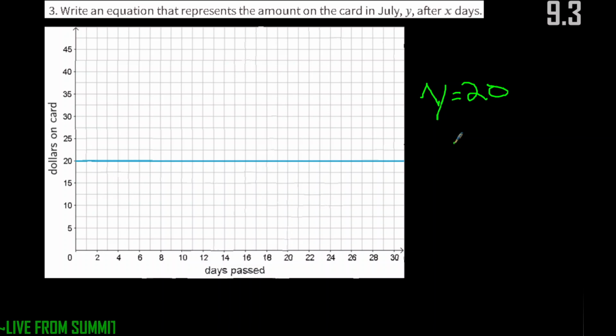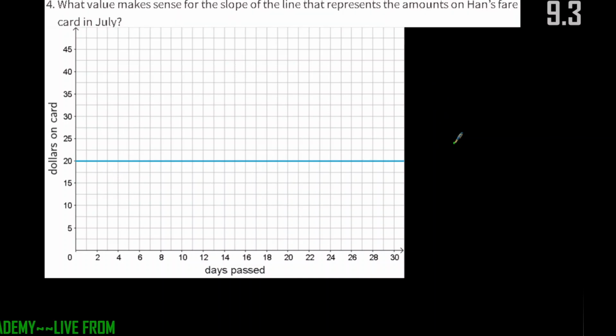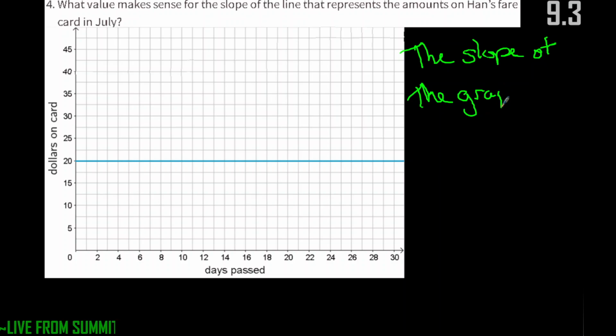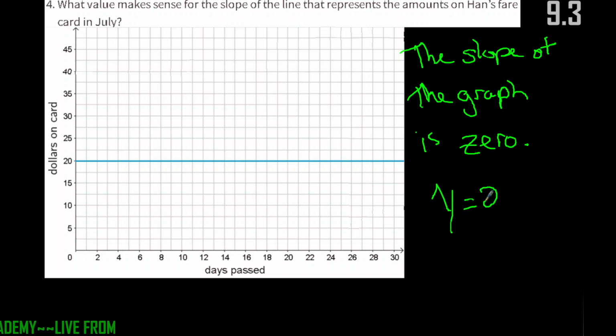So since there's no change in the y, even though our x is changing, we can say on the next part, what makes sense for the slope of the line that represents the amount on Hans' fare card in July. Well, I'd say the slope of the graph is 0. And that makes sense because if we're looking at our equation, y equals 20, it's like we're having a plus 0x next to it because, again, our slope is 0. That's why this term goes away. So when we look at our function, this term isn't there. So that's just another way that you can remember it.